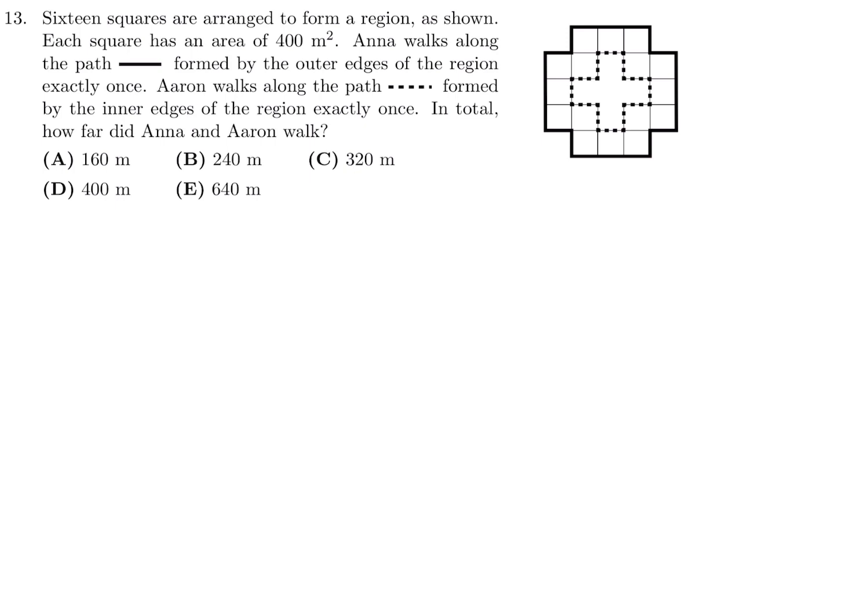Well, each square has an area of 400, right? So what that basically means is that since a square has equal sides, x squared is 400. So x is 20. So each of those sides is going to be 20 in length. Now we just have to count up all the sides that Anna crosses and Aaron crosses.